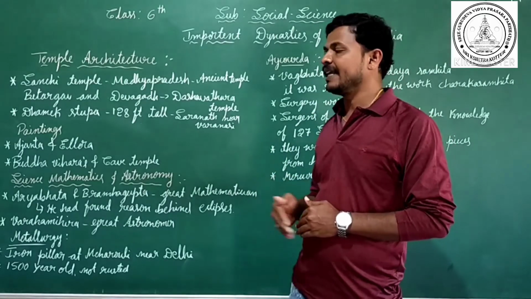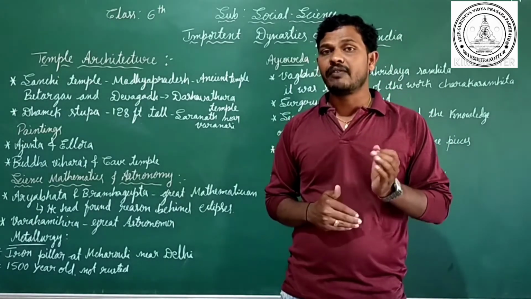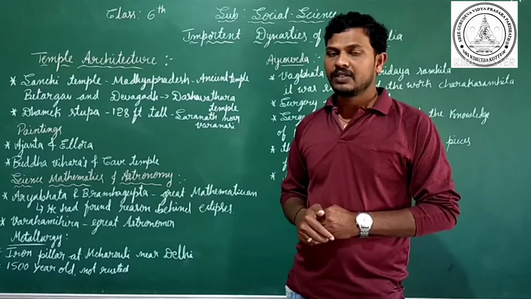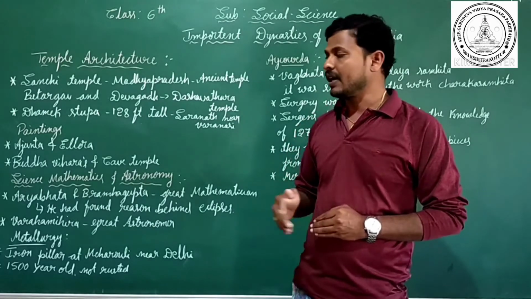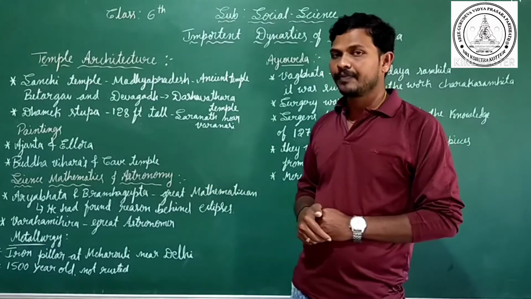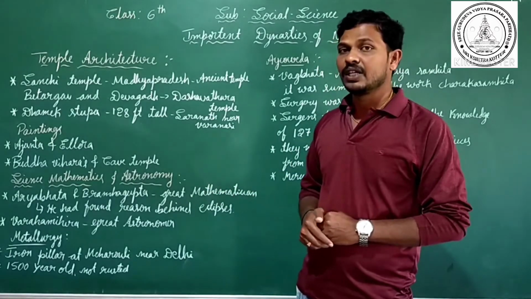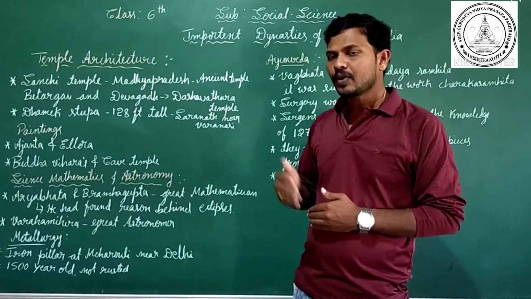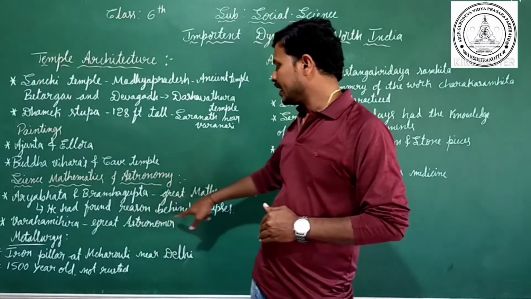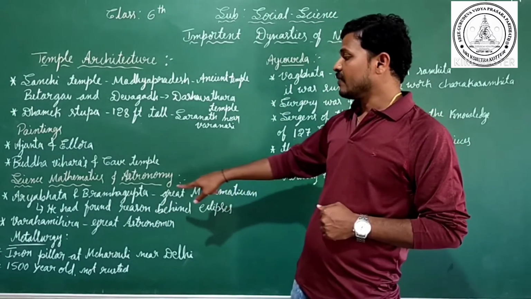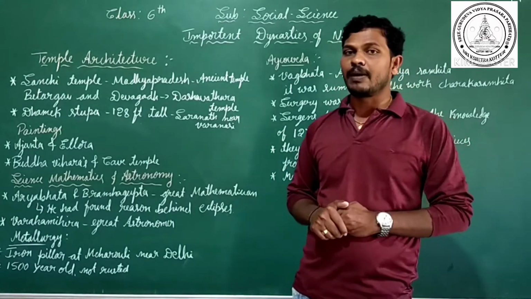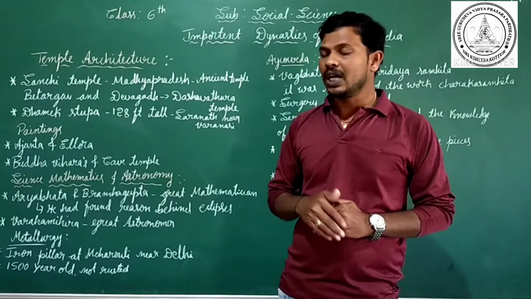And science, mathematics and astronomy. The Gupta empires contributed to science, mathematics and astronomy also. One important mathematician is Aryabhata, and another important mathematician is Brahmagupta. Both these mathematicians contributed during the Gupta empire. Aryabhata found the reason behind the eclipses. Like that, we found Varahamihira also. Varahamihira is also one of the great astronomers. He contributed to the Gupta empire.